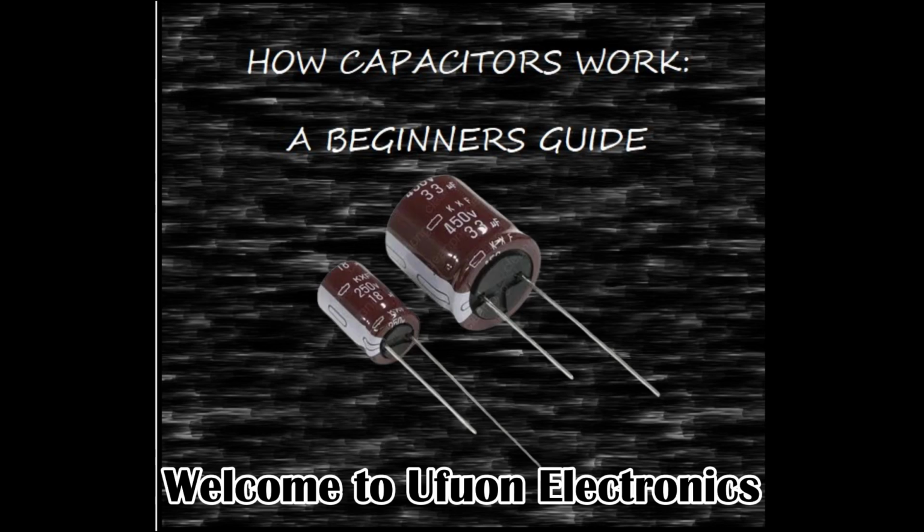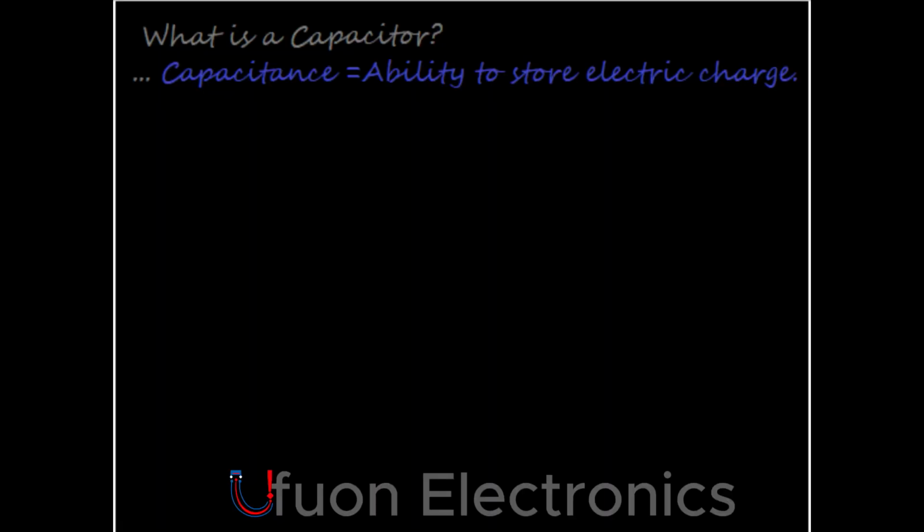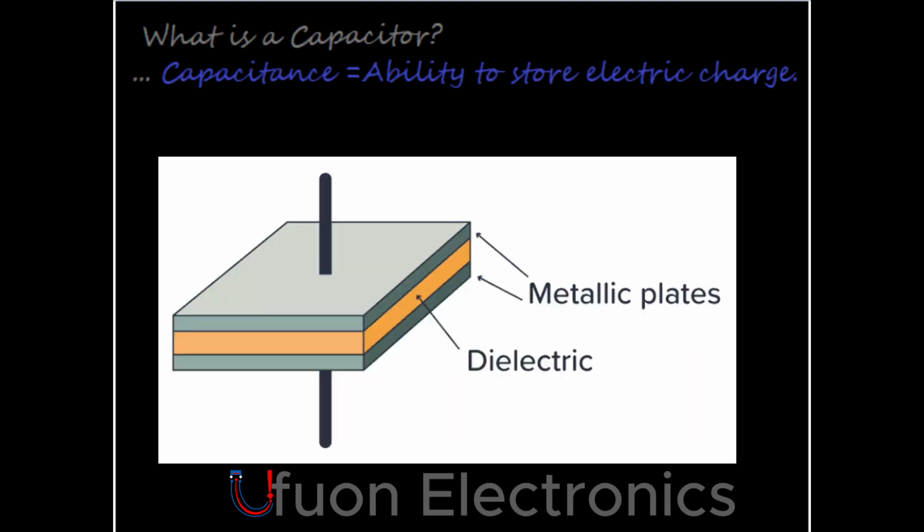Today we are going to explore one of the fundamental components in electronics, which is the capacitor. We'll dive into what capacitors are, how they work, and their applications. Let's get started. Firstly, what's a capacitor? A capacitor is an electrical component that stores energy in the form of an electric field. It's made up of two conductive plates separated by a dielectric material.